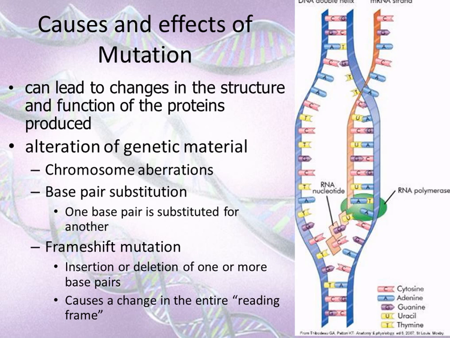The types of mutations we're going to talk about: whole chromosome mutations or aberrations, single base pair changes, so changing one letter, and then things like frame shift mutation. Like frame shift, when you change one letter, it changes the whole reading. If I substitute, what's that mean? Did I lose something completely?